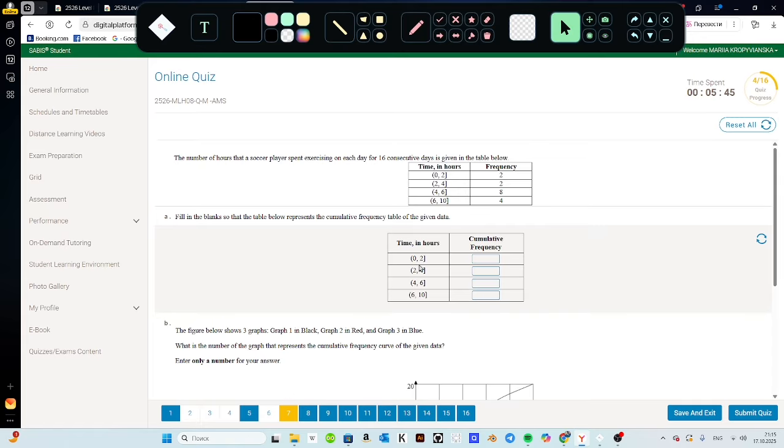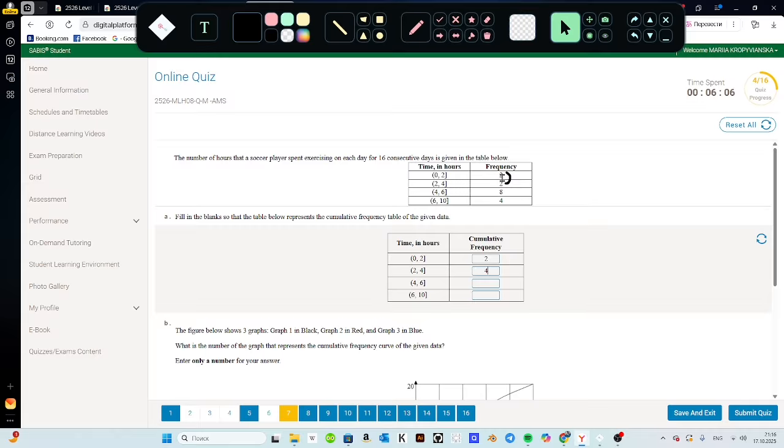Now question 17. We're trying to find the cumulative frequency. To find the cumulative frequency, we just keep on adding the frequency. The first number always stays as it is, and then we start adding. So here we have 2 and 2. So 2 plus 2 ends up with 4.